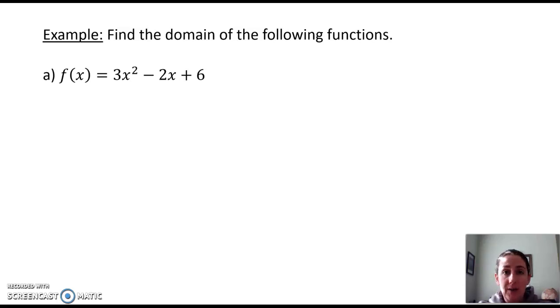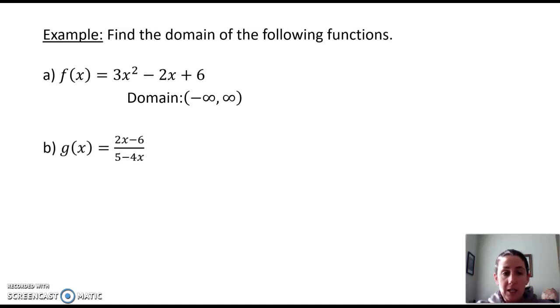Are we in fear of dividing by 0? Do we have a variable in the denominator? Nope, so we're not in fear of breaking that rule. So therefore, we aren't in fear of breaking any of our rules, so there's no restriction. There's no number that you can't plug in for that variable to get a non-real answer, so the domain is all real numbers, negative infinity all the way up to positive infinity.